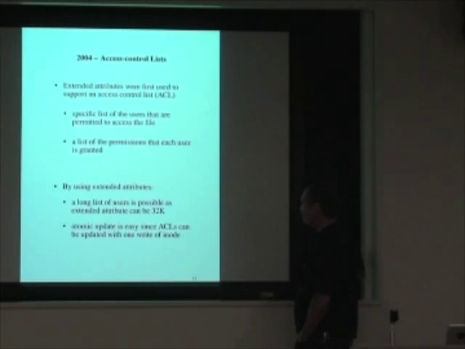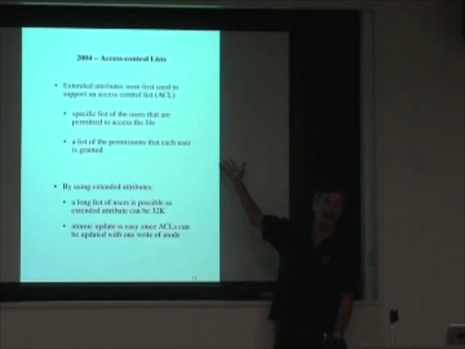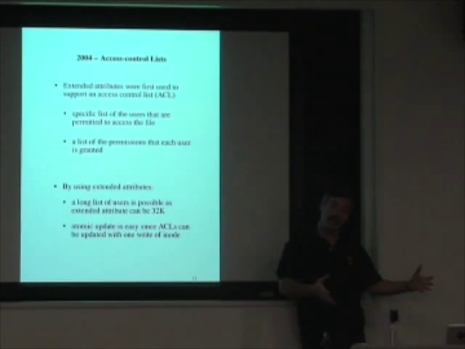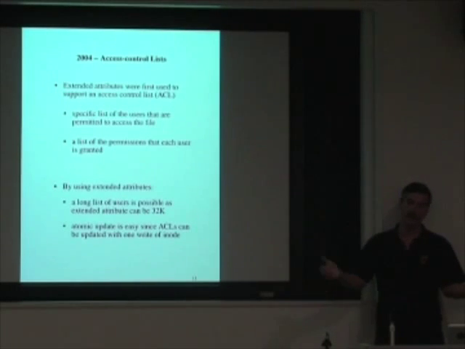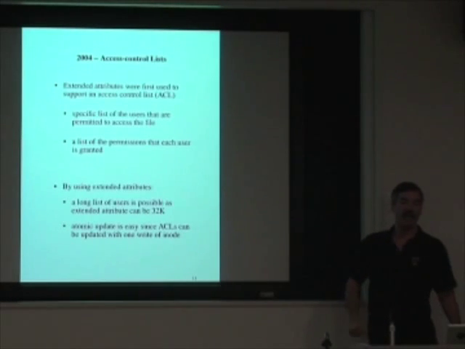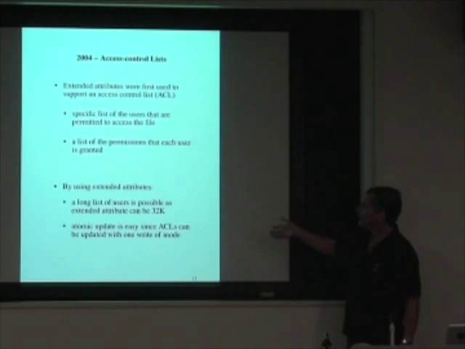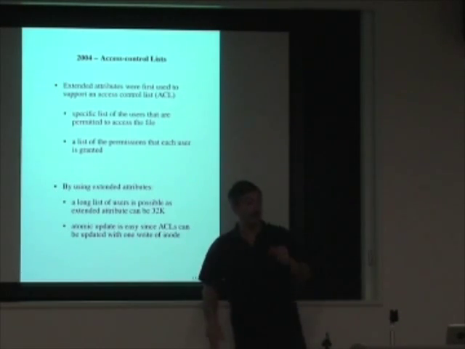Okay, the way that it ends up being implemented in FreeBSD, and probably in the other BSDs because I assume they took the code, is we use the extended attributes. So we create this ACL list, which is just a list of users and groups and what permissions they should have, and we store that as an extended attribute. And atomic updates of that is easy because they can be updated with one byte of the inode.